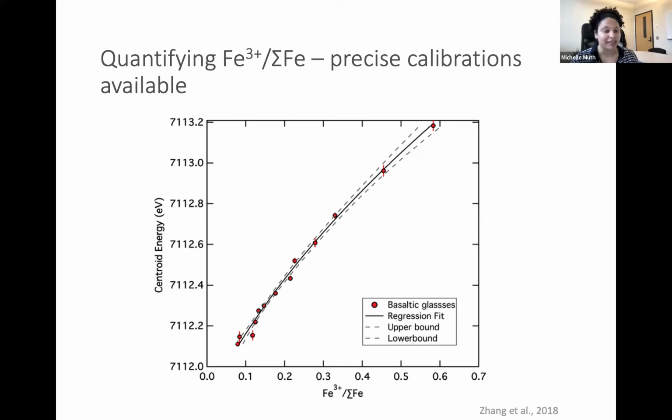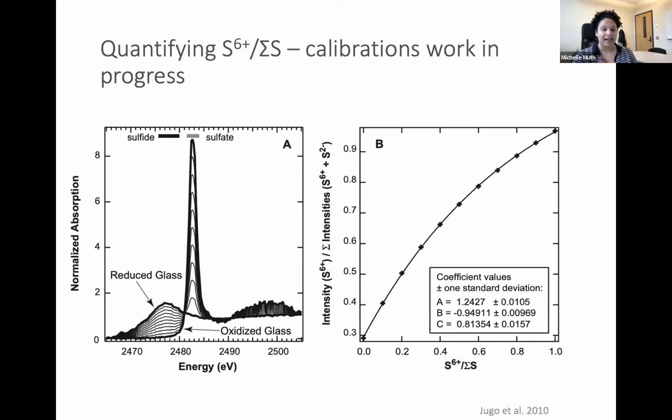I'm happy to talk about the details of that more, but overall the takeaway is that it's a pretty robust, well-documented calibration. As I mentioned, calibrations with sulfur XANES are a definite work in progress. Sulfur XANES in volcanic glasses is, I'd say, still in the development phase a little bit in comparison to iron XANES data. And one of the current challenges is that we don't have a great suite of calibration glasses available like we do for iron XANES.